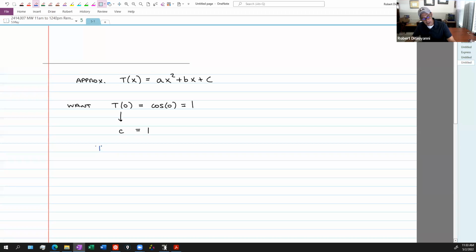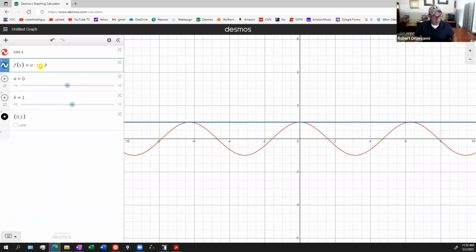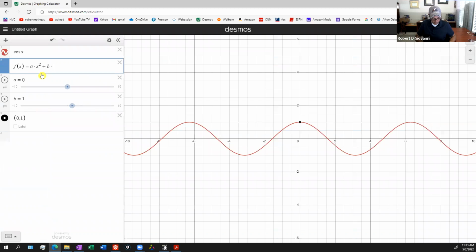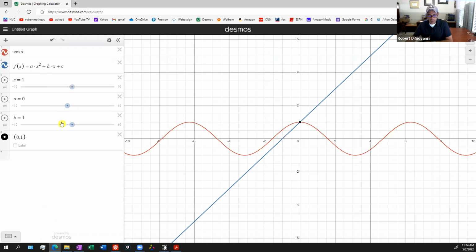So here's what I know about T of x so far, the approximation. It should be ax squared plus bx plus one. That's a decent approximation, but I still don't know what a and b should be. Understand or no? You plug zero into both of these, you get one. So back to my picture, I'm going to replace this. Now we're trying to approximate with a quadratic.